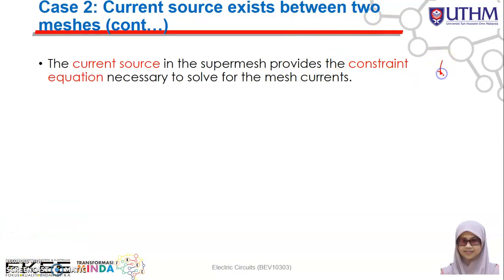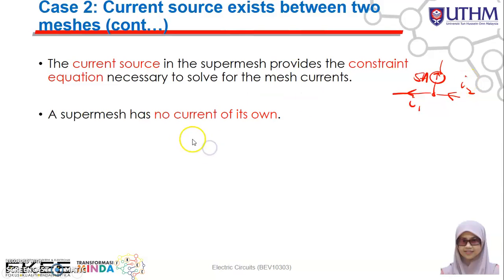when you have a current source here, and then it will be connected to the node, right? So based on this, here you have I2, here you have I1, and here you have 5 ampere. So based on this, you can provide the constraint equation. Okay, so this constraint equation will be necessary to solve for your mesh currents I1 and I2.